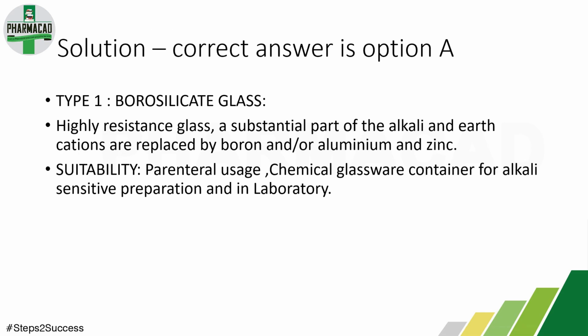Type 1 glass is also known as borosilicate glass, a highly resistant glass. A substantial part of the alkali and earth cations are replaced by boron and/or aluminium and zinc. That is the composition of borosilicate glass. Suitability: it is used for parenteral uses, chemical glassware, and containers for alkali-sensitive preparations, and borosilicate glass is normally used in laboratories. As a student, you might have seen it written on the beakers or conical flasks that it is made up of borosilicate glass.